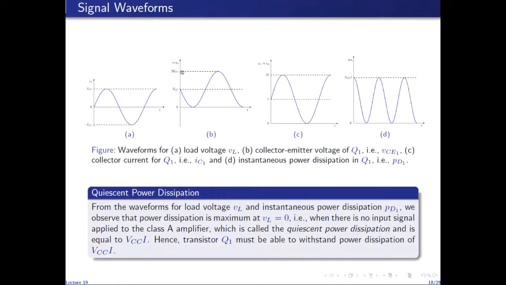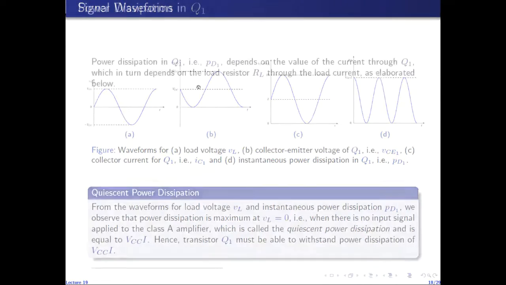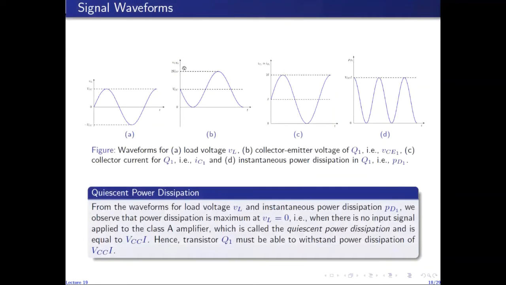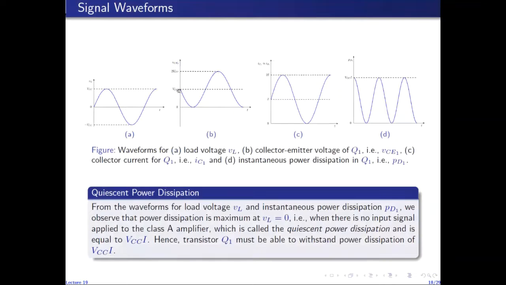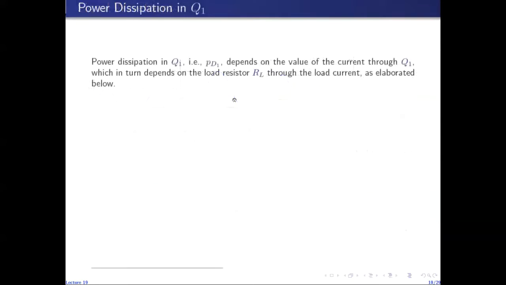The instantaneous power dissipation, which is the product of IC1 and VCE1, will simply be VCE1 multiplied by capital I, because I is a constant. So the power dissipation will have a waveform like this, with an average value of VCC times I and a maximum peak value of 2 times VCC times I.